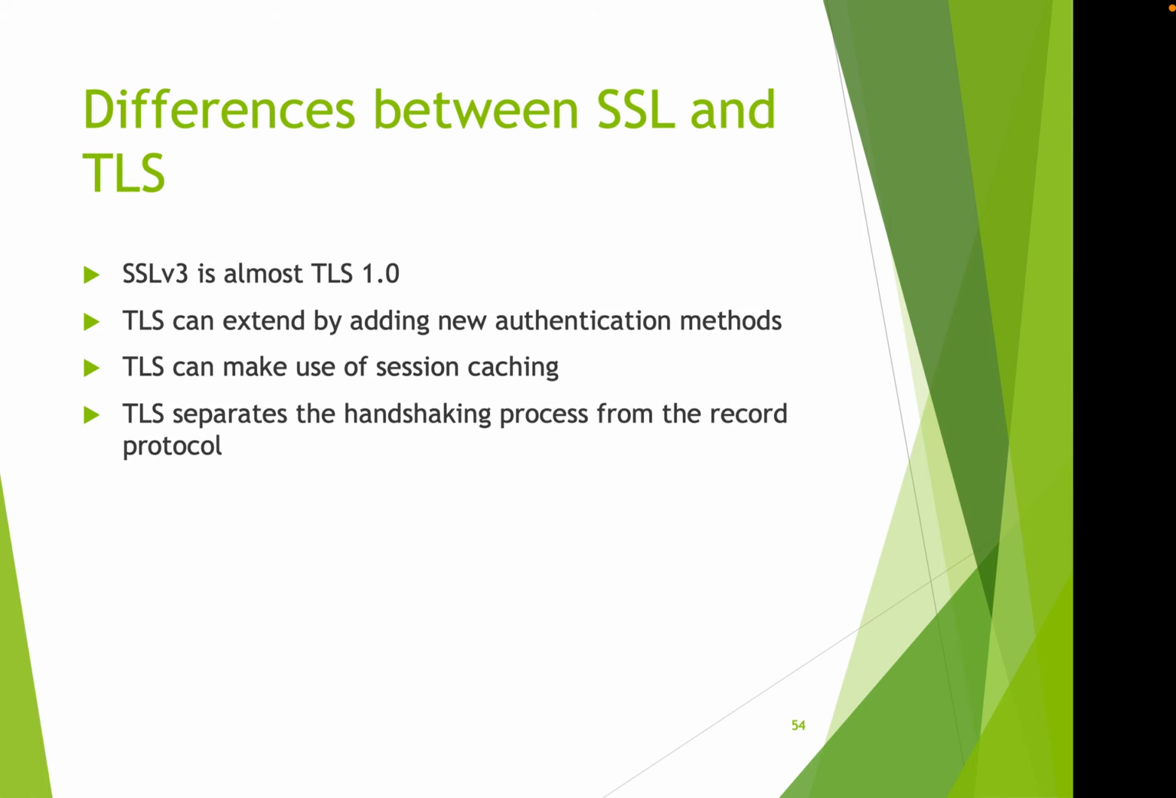Number one, TLS can be extended by adding new authentication methods, so you can use a few more authentication methods than SSL version 3. Number two, it uses session caching to improve performance. Those are just minor details. And also, TLS separates the handshaking process from the record protocol, but SSL does not do that. So it's pretty much like that.